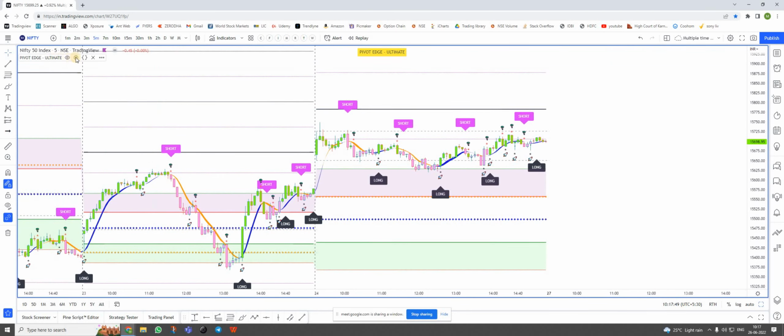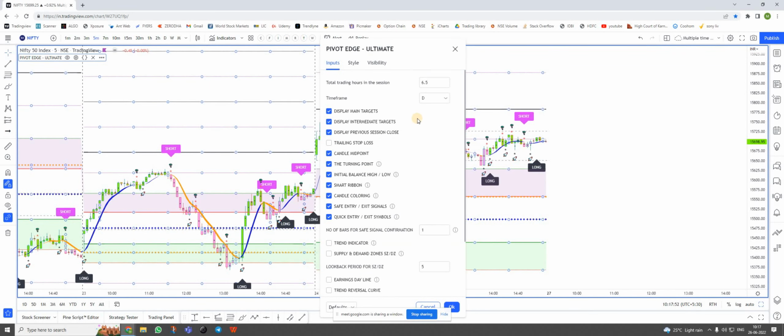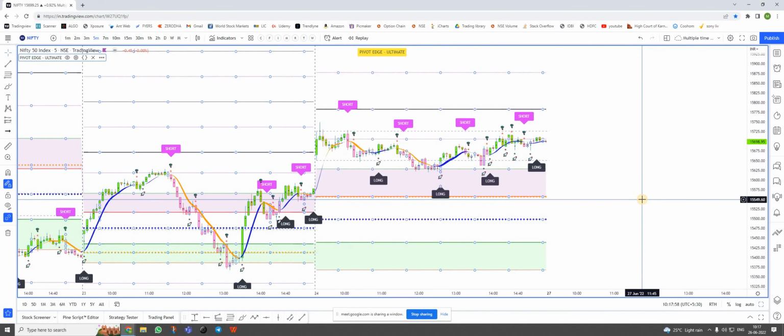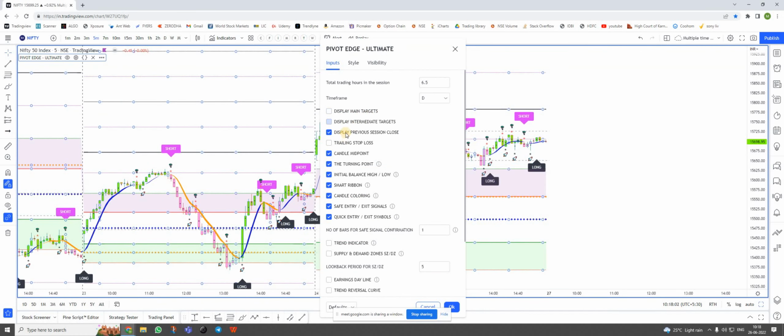So first, if you insert your indicator, by default you will get a few settings which are on, and a few settings which are off. Now let's go one by one through what these settings are. If you have used my earlier indicators, there will be a few things common here. I'll explain what they are.